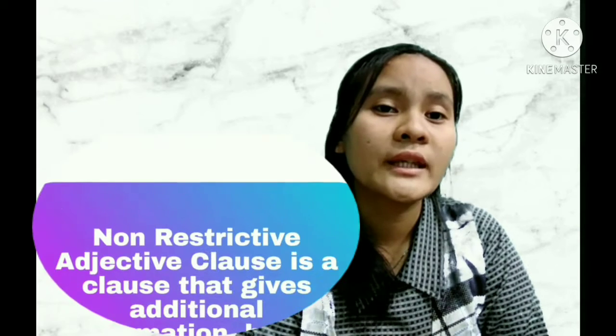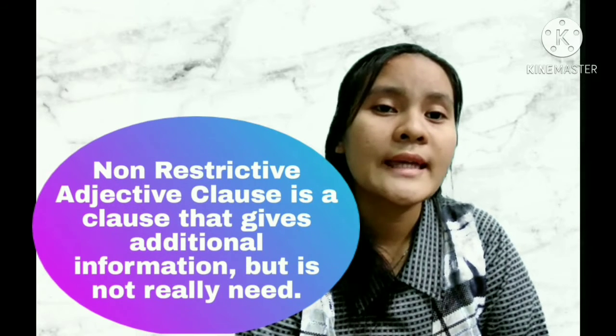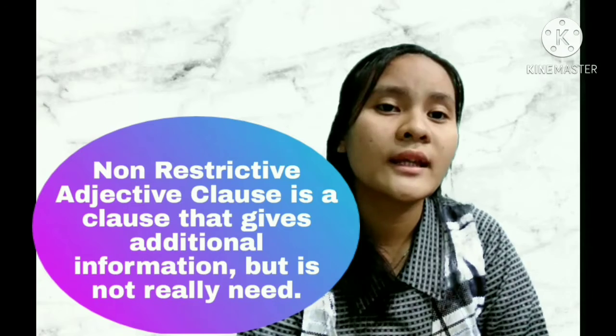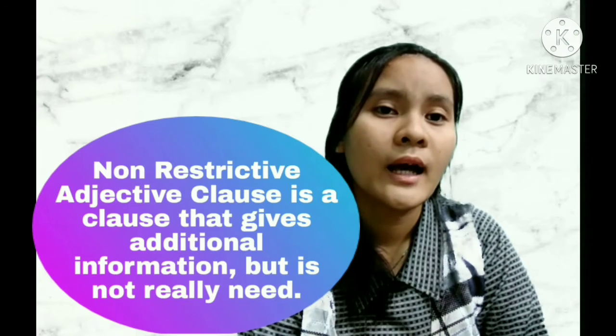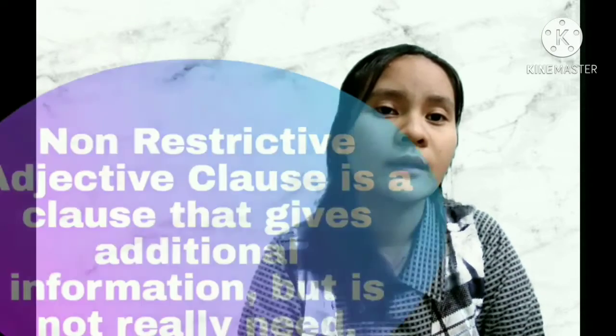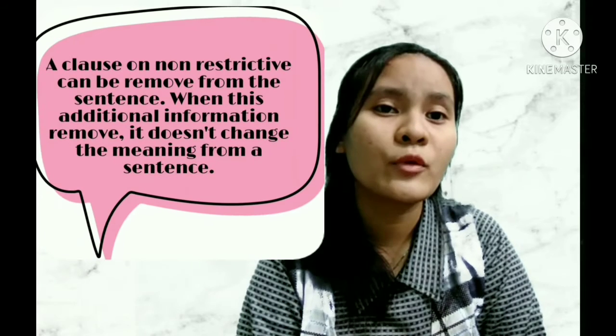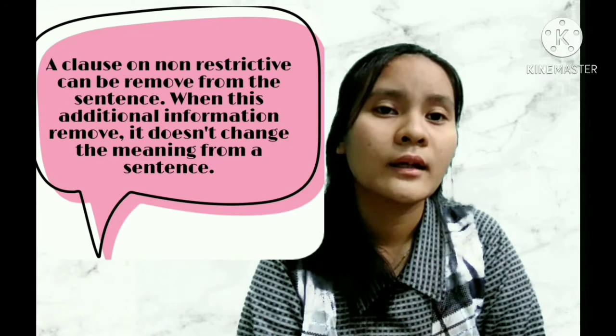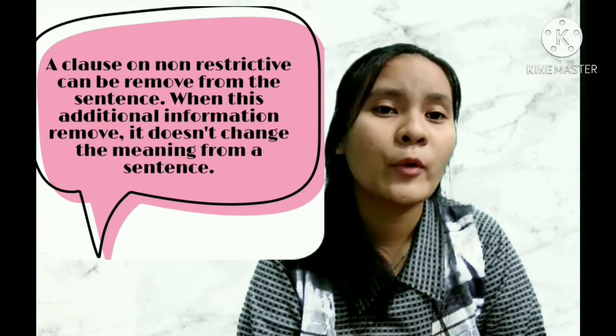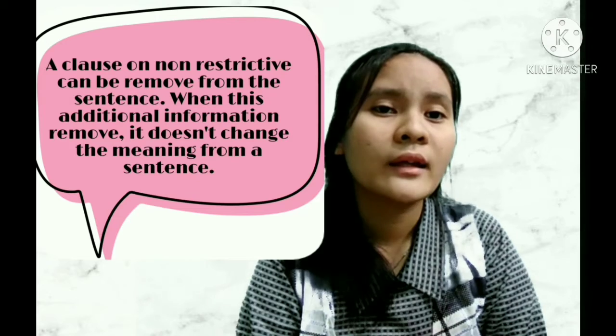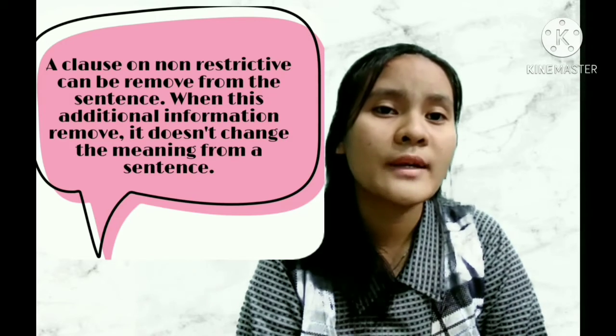Second, non-restrictive or non-defining. A non-restrictive adjective clause is a clause that gives additional information, but is not really needed. A clause in a non-restrictive sentence can be removed from the sentence. When this additional information is removed, it doesn't change the meaning of the sentence.